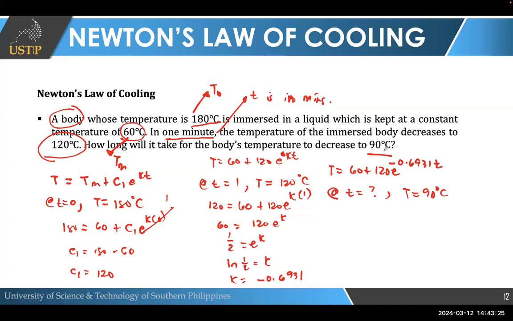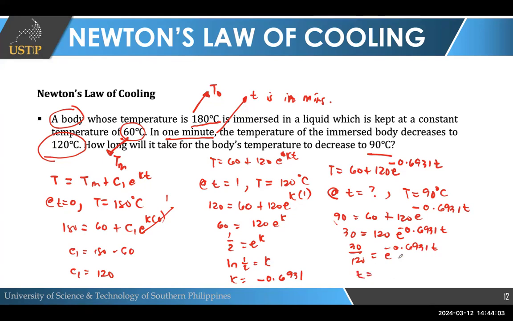Substitute, you have 90 is equal to 60 plus, sorry, loading ko, plus 120 e to the negative 0.6931 times t unknown. Okay? So we have 90 minus 60 na, 30 lang diretso class, equals 120 e to the negative 0.6931t. Okay. So we have 30 over 120 equals e to the negative 0.6931t. Alright, diretso na ako class ha.